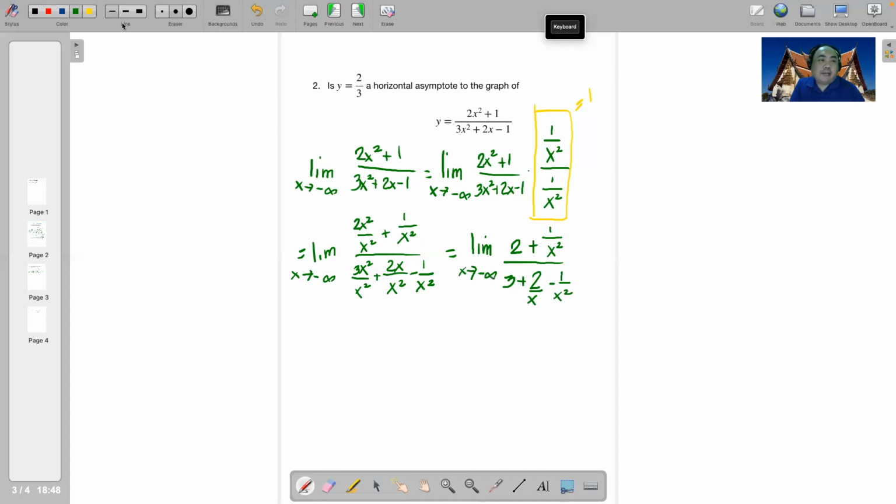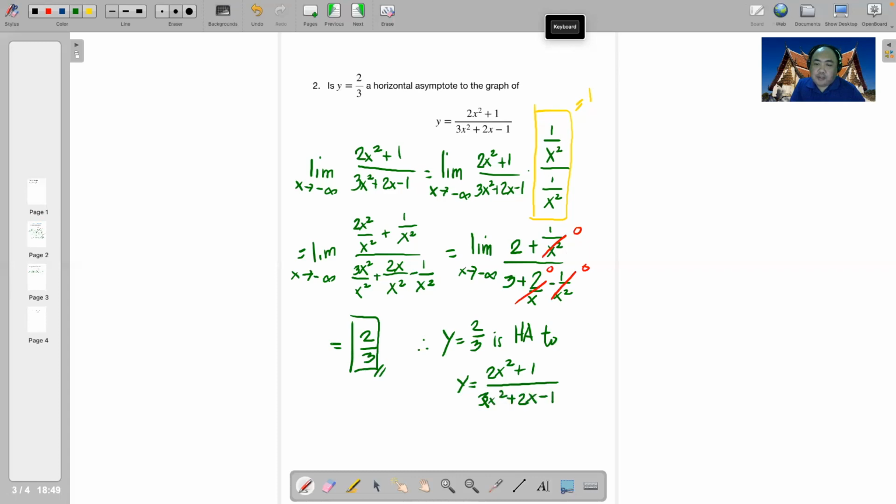negative infinity. And from our previous discussion, we know that this will turn out to be 0, 0, 0. So we will be left with 2/3. What does this mean? This means that y equals 2/3 is a horizontal asymptote to y equals 2x squared plus 1 all over 3x squared plus 2x minus 1.